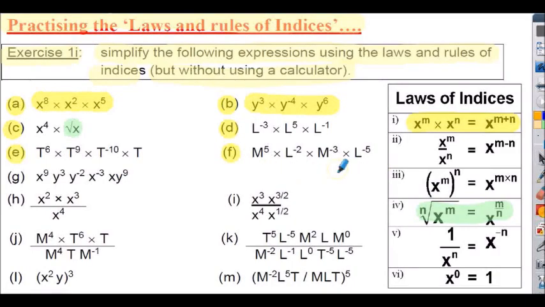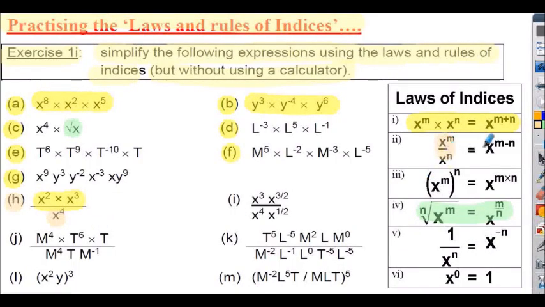You can only apply the laws of indices when the bases are the same, so we have two bases here, M and L. And again, be careful with G, same kind of thing here. It's a first law problem, but we've got different bases, X and Y. Question H is a first law problem in the numerator, but then it can become a second law problem because of the division required.